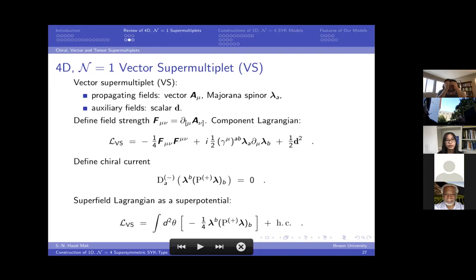So you can construct a superpotential from this thing, and when you integrate over the chiral half of the superspace, this is supersymmetrically invariant, and this will give you the kinetic term. So this is the kinetic term for the vector supermultiplet.